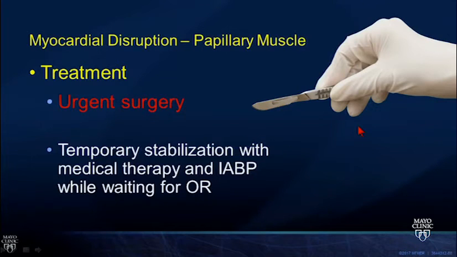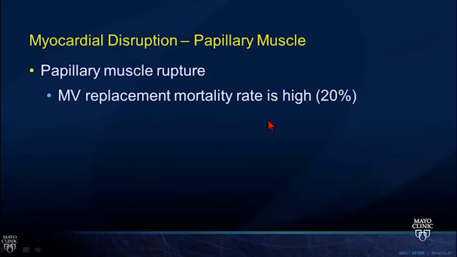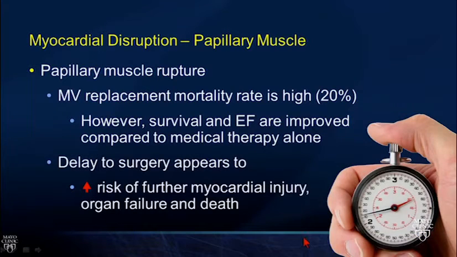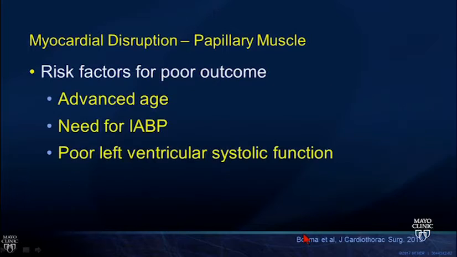Treatment is urgent surgery. As the surgeon is coming in and the OR is getting ready, you may need to stabilize these patients. They may need a balloon pump, pressors, but you're going to be sending them to the surgeon immediately. We know that this is a high-risk operation. The surgeon's operating on mush, right? It's hard to repair something that's so mushy, and so oftentimes this is a mitral valve replacement. Mortality can be high, but even with that high mortality, it's better than medical therapies. So once you identify this, the clock is ticking.